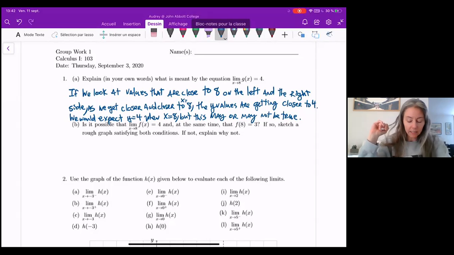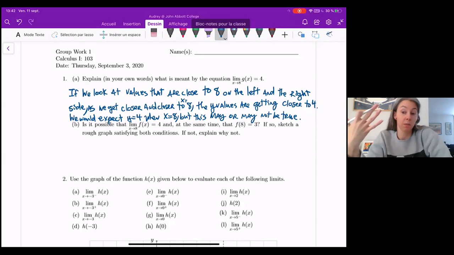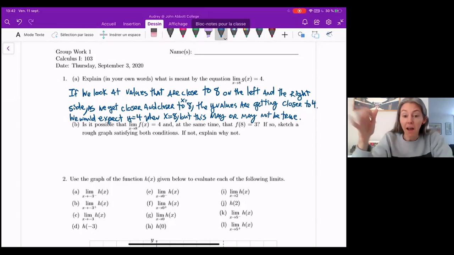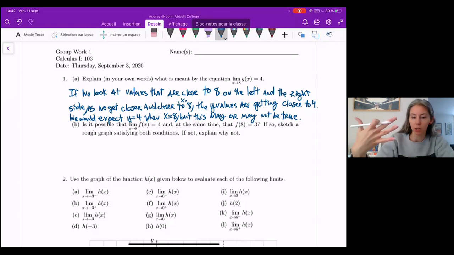So then B says, is it possible that the limit as x approaches 8 of f of x equals 4, and at the same time f of 8 equals 3? Well, if we look at my words up there, we just said we would expect for y to equal 4, but it might not. For example, maybe it equals 3. So here it says, if so, sketch a graph that satisfies both conditions, and if not, explain why not.